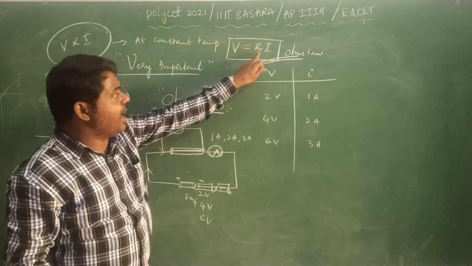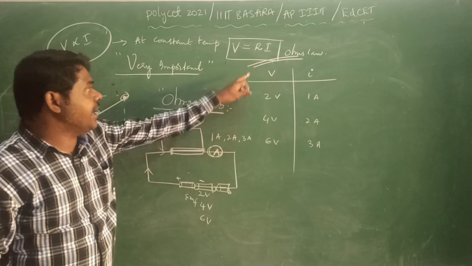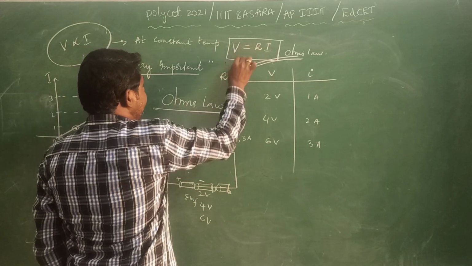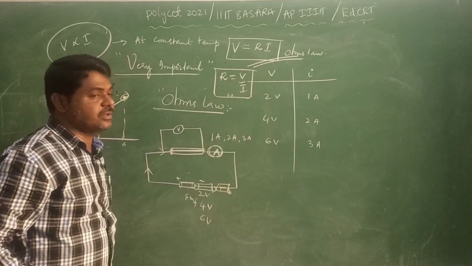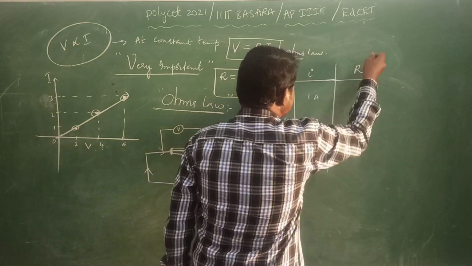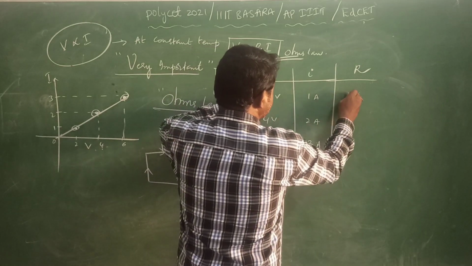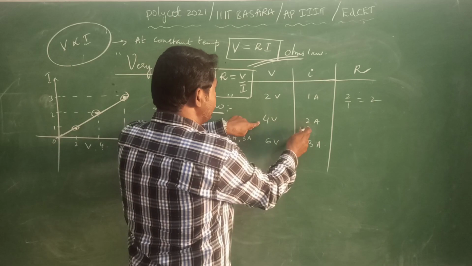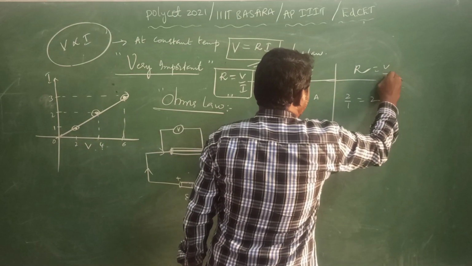sign we removed and substituted R here, and I is current. So what is R here? R is equal to V by I. So let us calculate R now. If I calculate R, what is R? R is equal to V by I. So V by I, that is 2 by 1, equal to 2. 4 by 2, because R is V by I.